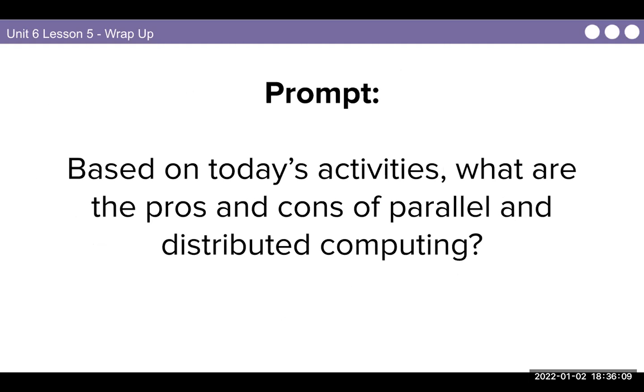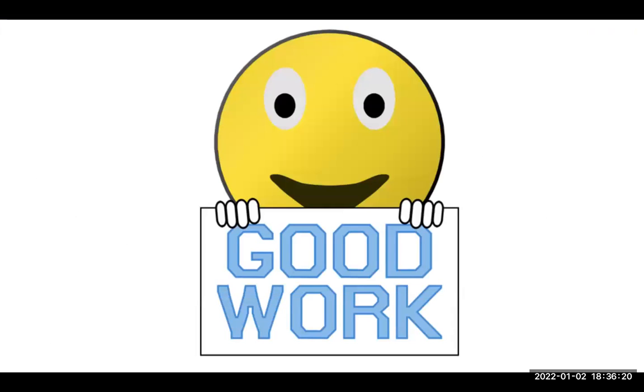Based on today's activities, what are the pros and cons of parallel and distributed computing? All right, love to hear your thoughts. Great job.